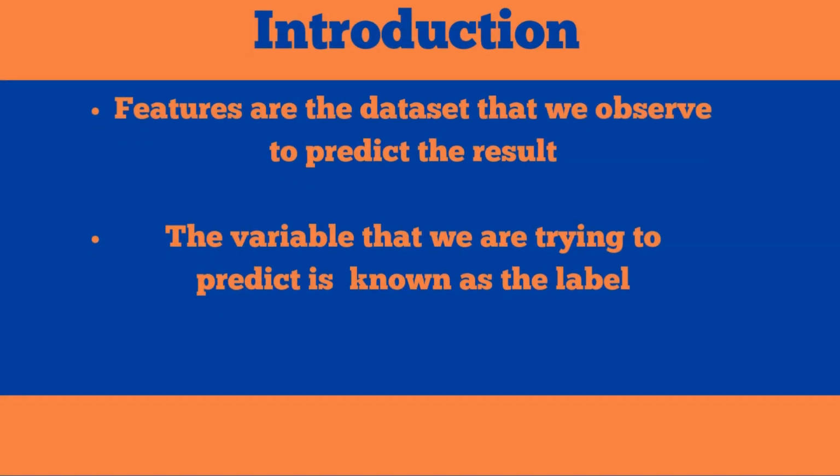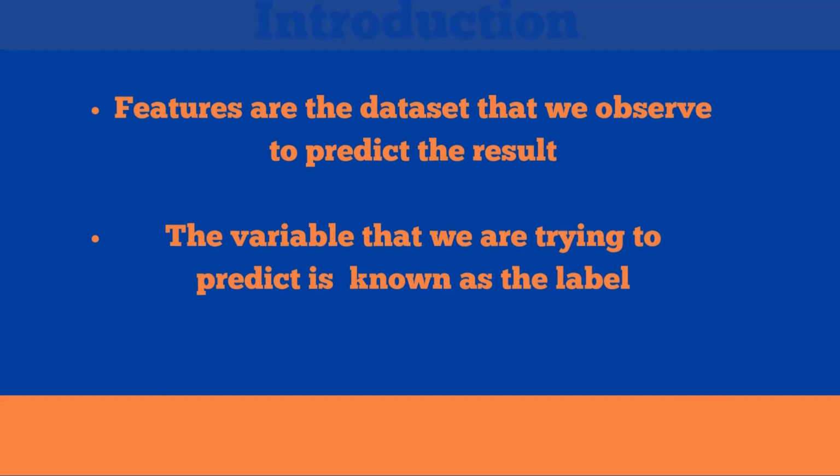Features are the dataset that we observe to predict the result that we want, which is known as a label. A label is simply the variable that we are trying to predict based on the feature. To put it simply, the features are the input to the model and the label is the output. Just in case you're wondering, a regression model can have multiple labels and features.